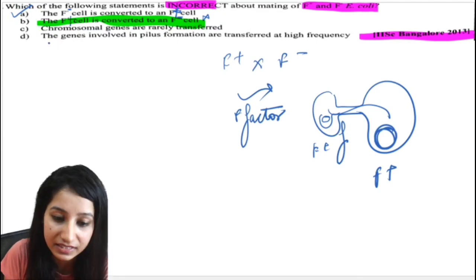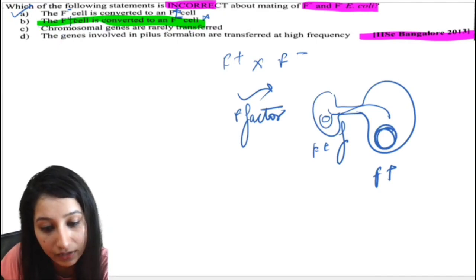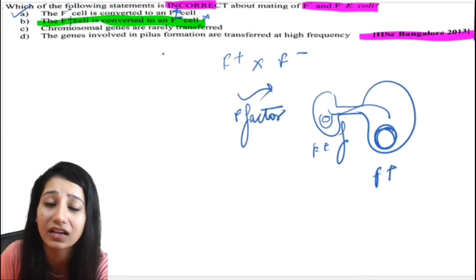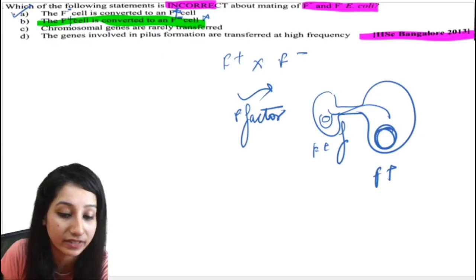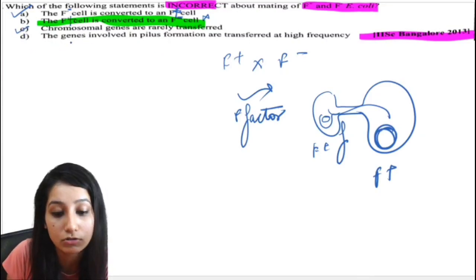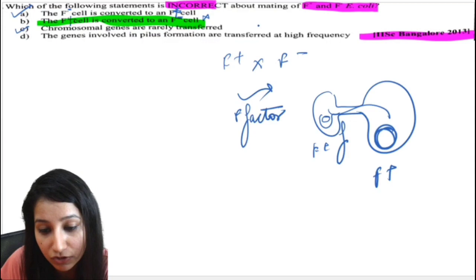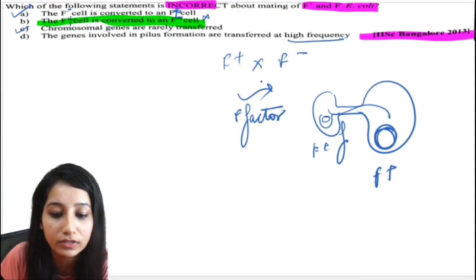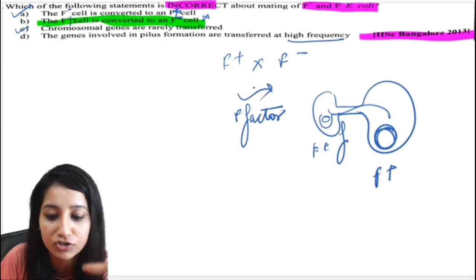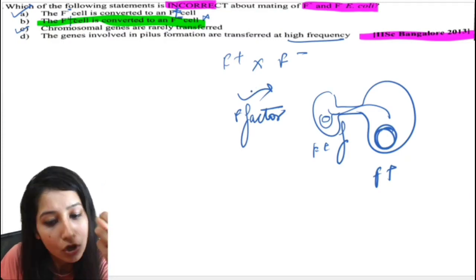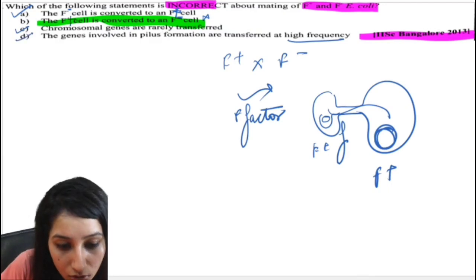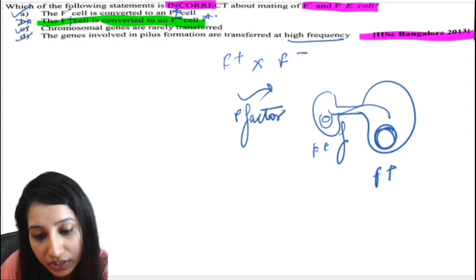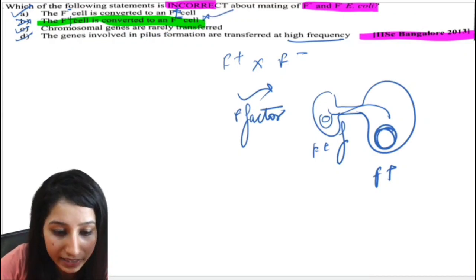After that, option C: chromosomal genes are rarely transferred. Very true. Only when an HFR strain is formed will the transfer occur, and that is also very rare. I told you in the previous video. So this option is also correct. The genes involved in pilus formation are transferred at high frequency. Obviously, because I have told you that the genes involved in pilus formation are from the F plasmid only, so they will be transferred. So this is also correct. Which option is wrong? Option B is wrong. Okay, let's move to the next question.